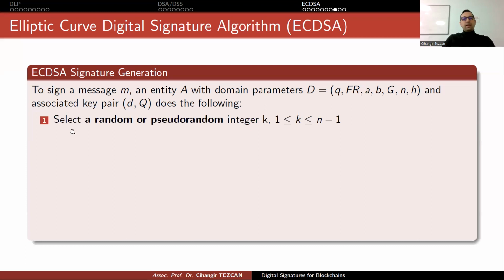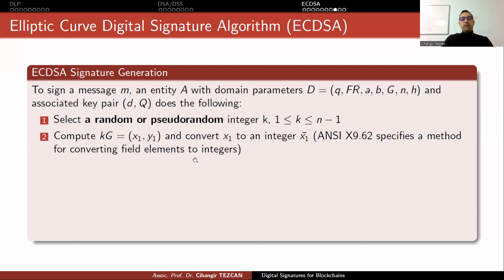So start again. You randomly select an integer k. As I mentioned, in the DSA, if you use the same integer k twice for signing two different messages, due to some number theory, we can actually capture D from there. This happened. I don't know if I included it in the slides, but people stole more than a few Bitcoins this way. First, let's talk about the signing phase. I choose a random integer k. I compute kG, so I add the base point to itself k many times.